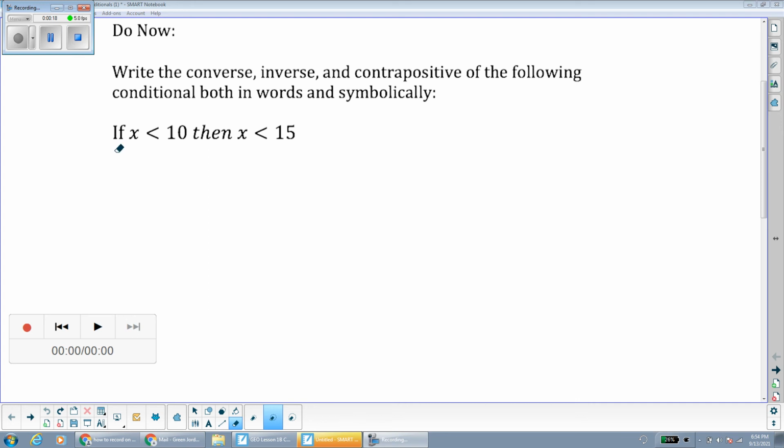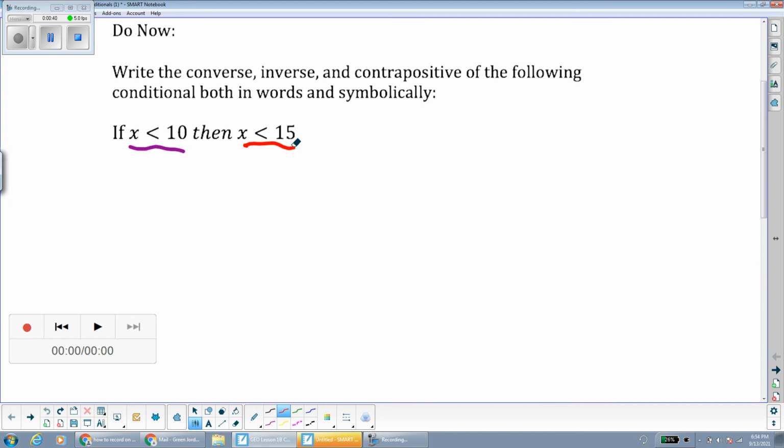Here we see the word if, something happens. The word then, something happens because of it. So we have a conditional statement. When we have a conditional statement, we have two parts to the statement. We have the premise, which is everything after the word if, but before the word then. And we have the conclusion, which is everything after the word then.